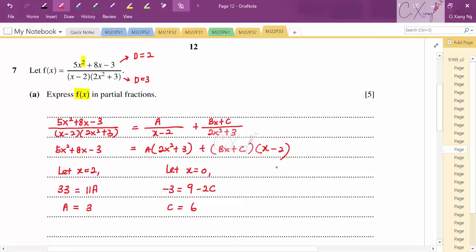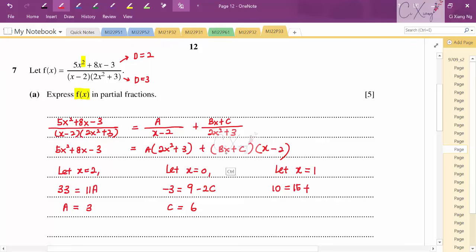Alright, so since I already have the value for a and c, to get the value for b, I can use any value for x which I never used before. So for this case, I'm letting x equal 1. Substitute 1 here, so 5 times 1 plus 8 times 1 minus 3, so for this case, I'm having 10. Equals to, substitute 1 here, so 1 times 2 is 2 plus 3 is 5. 5 times a, which is 3 just now, right, which is 15.